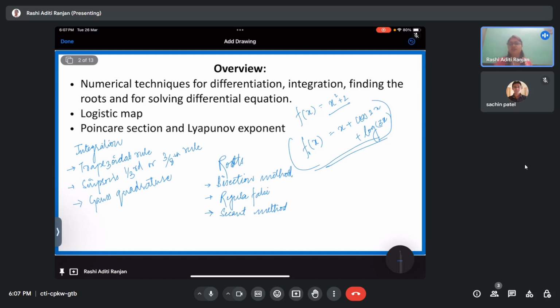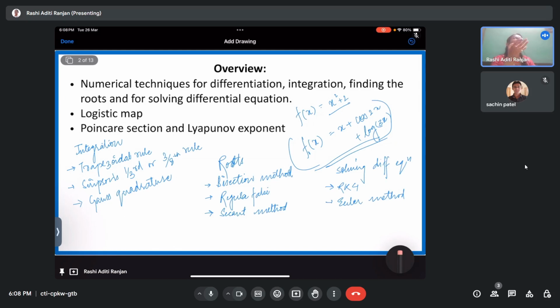When I talk about solving differential equations, we already know a method, which is our RK4 method. Then we have the Euler method. We also have many other methods, like the RK2 method, then the explicit Euler method and implicit Euler method. Then we have other methods based on differences, forward difference and backward difference. You can use any one.